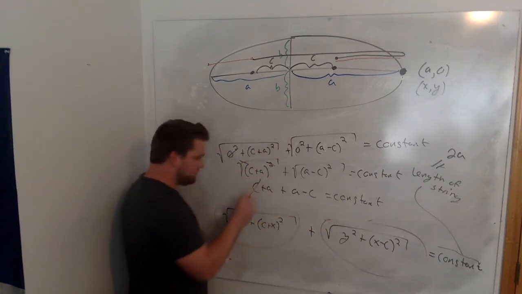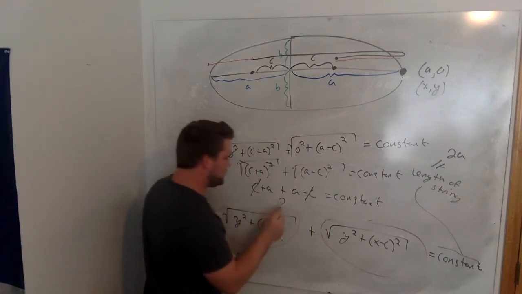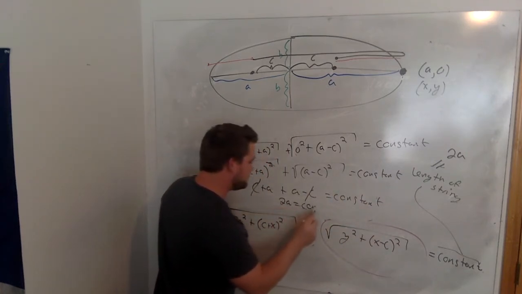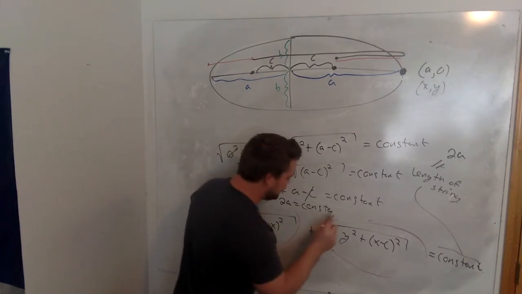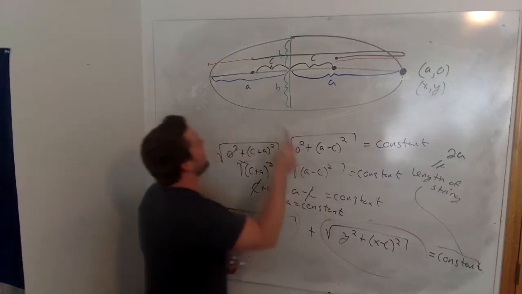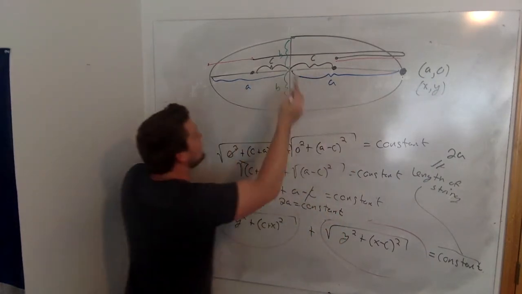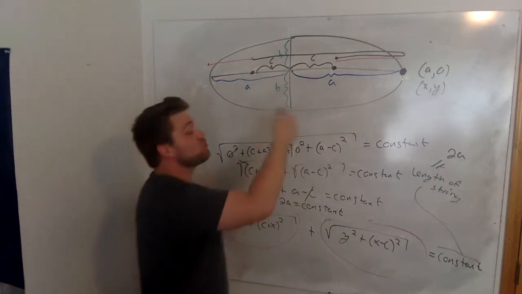Okay, well, the C's cancel each other out, and we get that 2A is equal to the constant. Don't you just love when math works? So you could have either just kind of tried to figure out what the length of the string is going to be. Remember, the length of the string doesn't change.